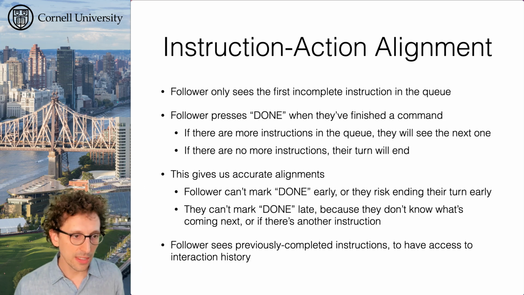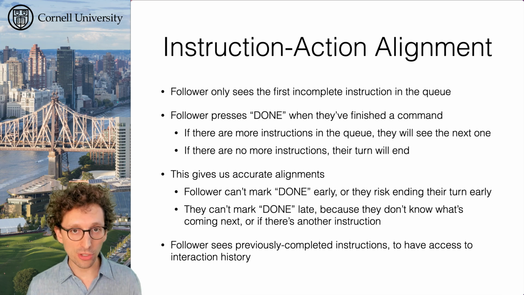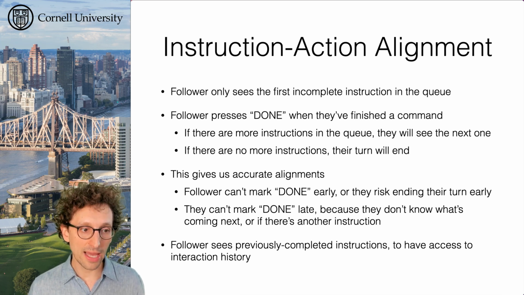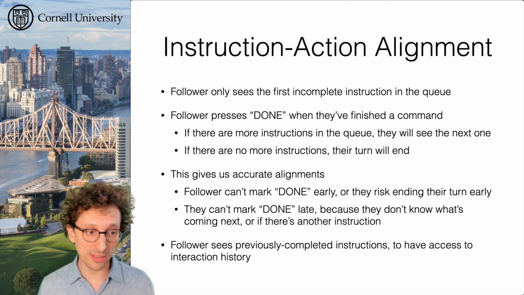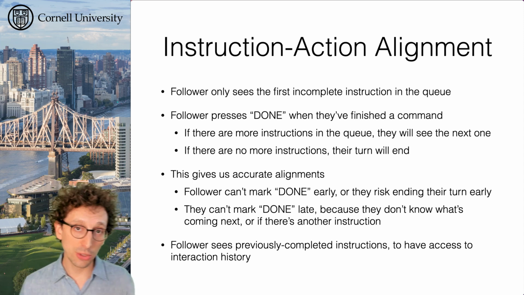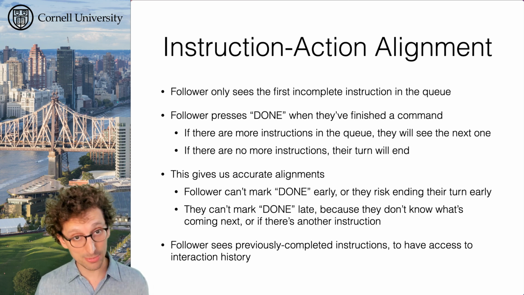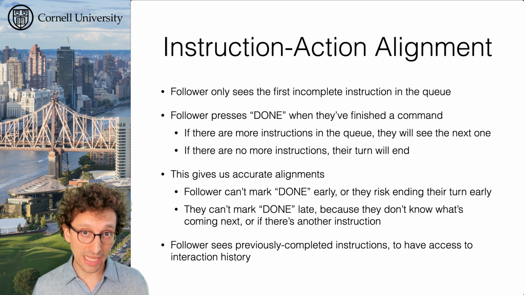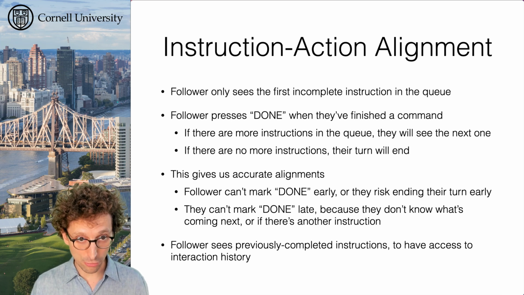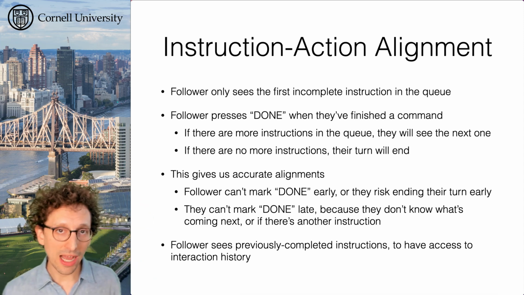So how is this done? The follower only sees the first incomplete instruction in the queue. To get the next instruction, once they complete the current one, they have to signal that they have completed it by pressing the done button. If there are more instructions in the queue, they will see the next one. If there are no more instructions, even though they have some steps left, their turn will end, and control will switch to the leader. So this gives us a very accurate alignment.